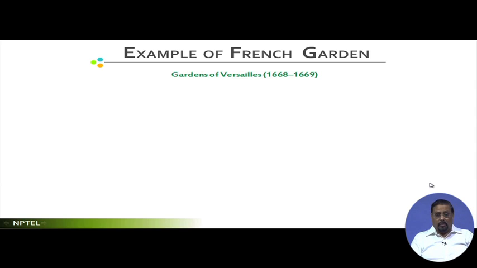Now let me give a very strong example of French garden style. I will elaborate this a little more. I'll go a little slower so that you have a chance to see each picture, but listen to me when I am also narrating along with this. The gardens of Versailles is the best example that we think should be cited for explaining exactly what the French landscape is.